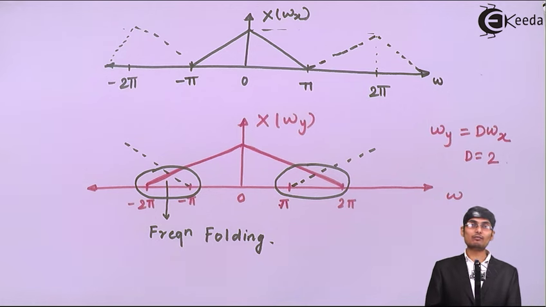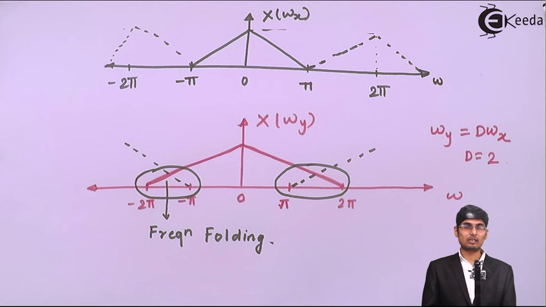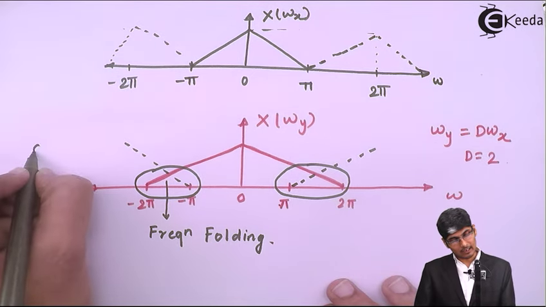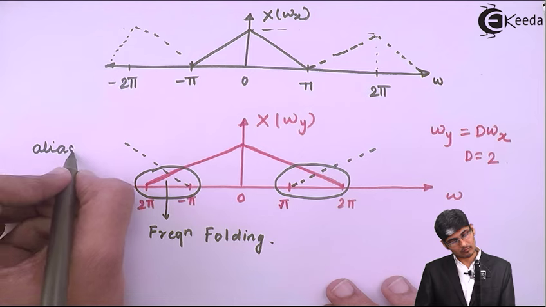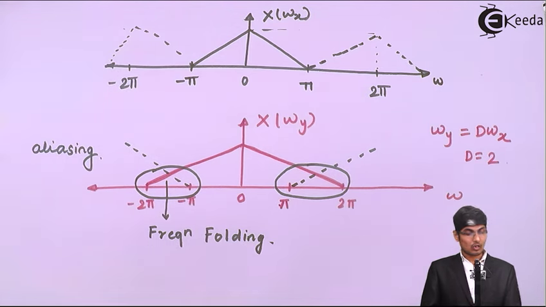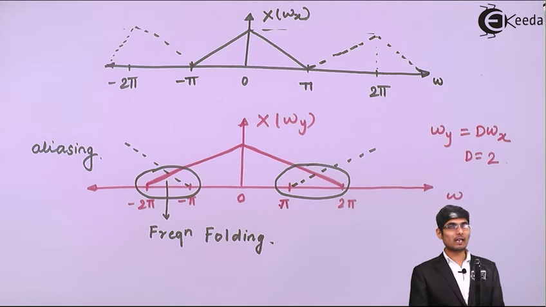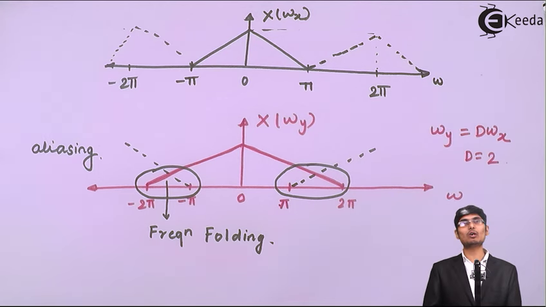And due to this frequency folding or overlap, a problem occurs which will not give us a proper reconstruction of the original signal, and that problem is called aliasing. So due to the spreading of the spectrum, there is an overlapping, and due to overlapping there is a problem called aliasing, and we cannot reconstruct the signal properly.